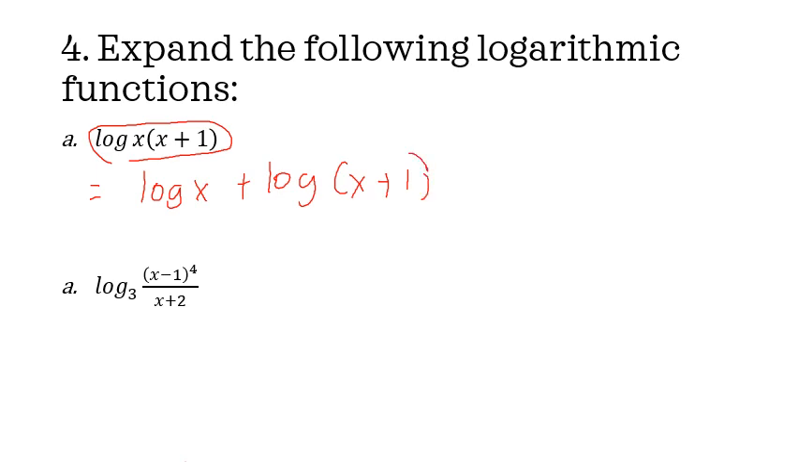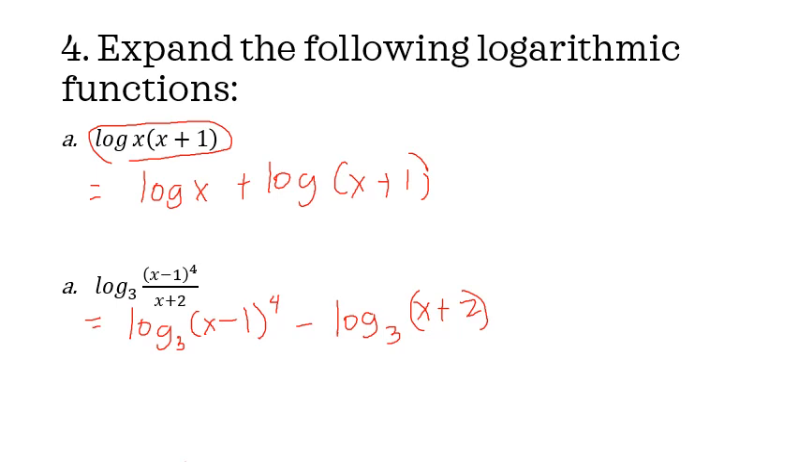Now let's have number 2. We have log quantity x minus 1 quantity raised to 4 over x plus 2 base 3. So we have a fraction form here. So this is subtraction. So we have log x minus 1 raised to 4 base 3 minus log x plus 2. I mean, this is quantity base 3.